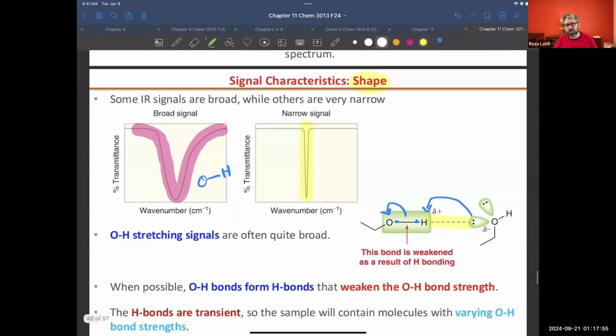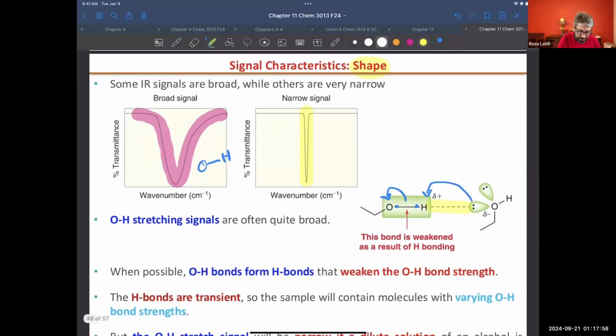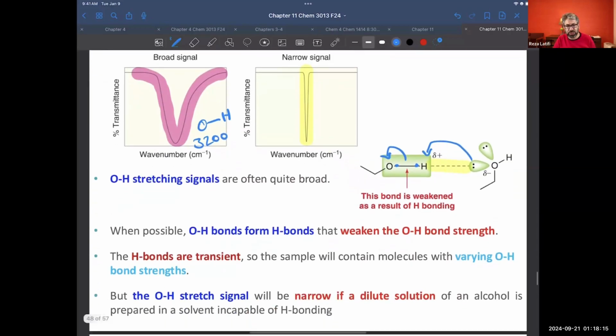So having a broad peak higher than 3200, that's a sign that you're dealing with OH, or an H attached to oxygen that is an acidic H. Why do I say acidic? Because it's going to be involved in hydrogen bonding.